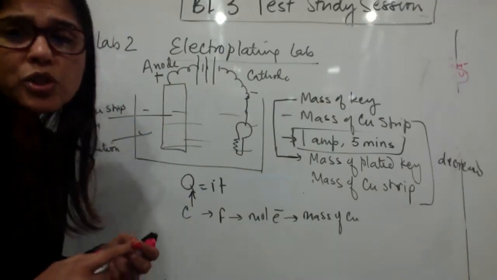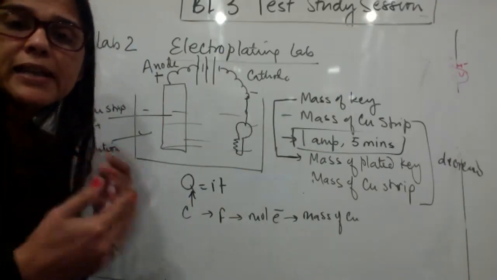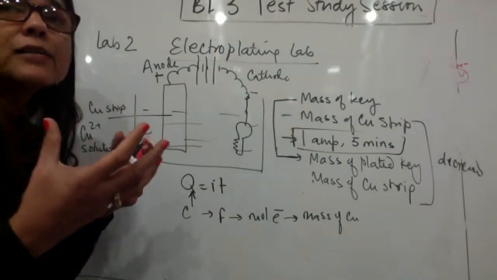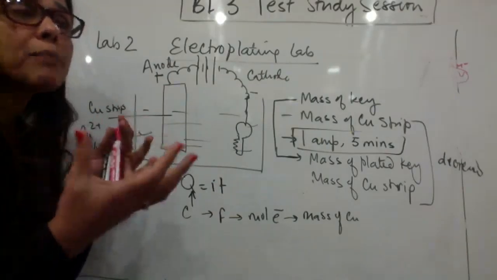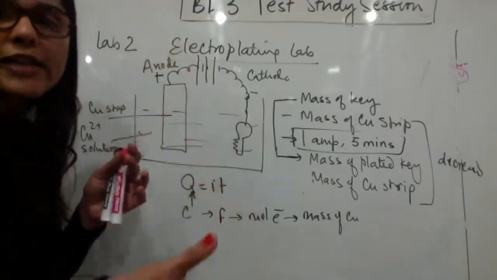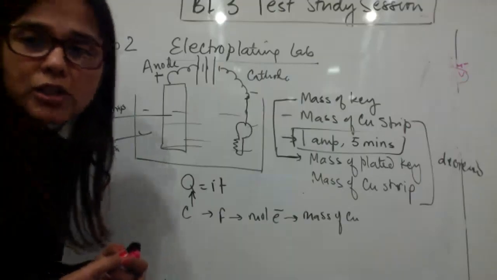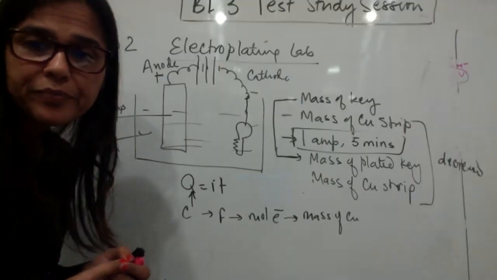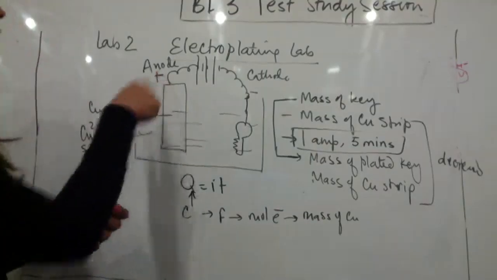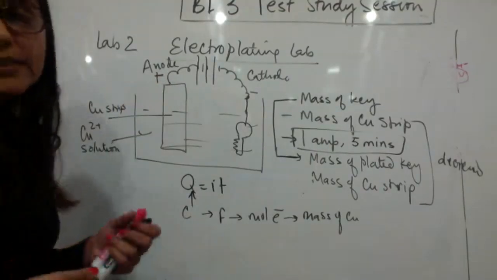No, reaction won't stop, Bhavik. The key keeps getting coated more and more. What can happen after a while? The mass of deposited copper becomes so heavy that it starts falling down, but the reaction will not stop. It will go on till the copper electrode almost goes. Yes.